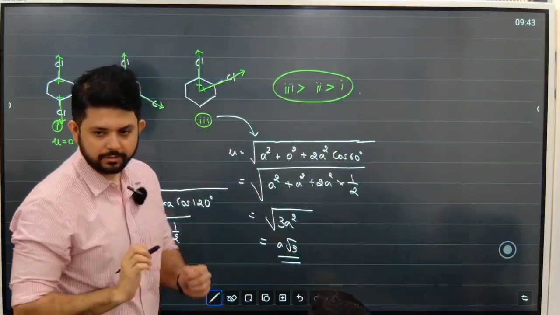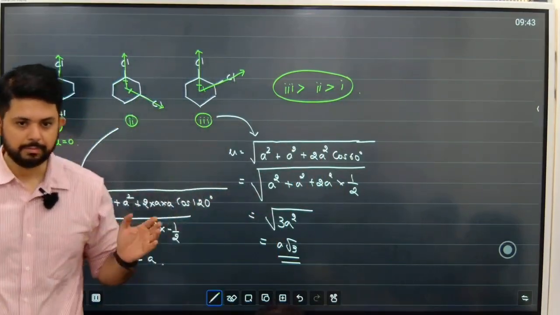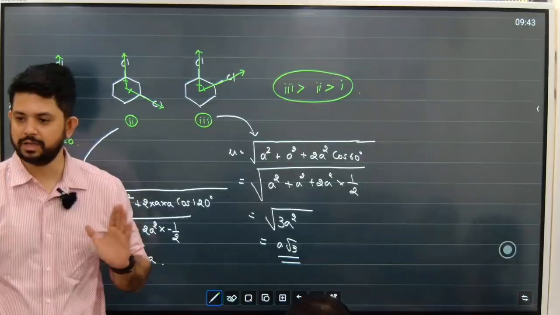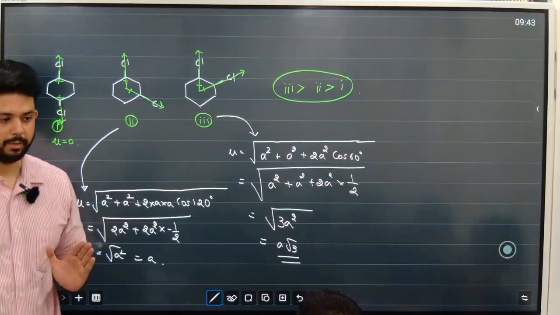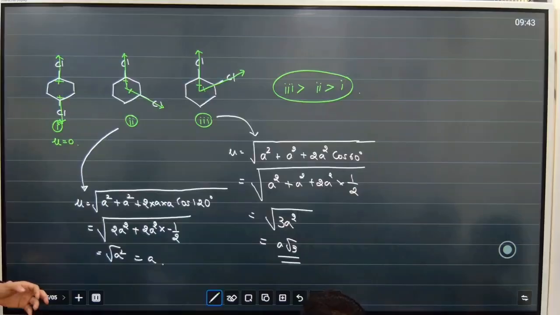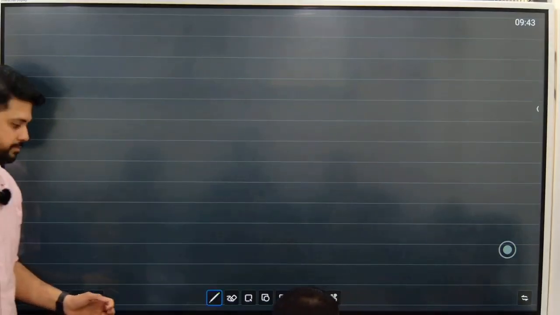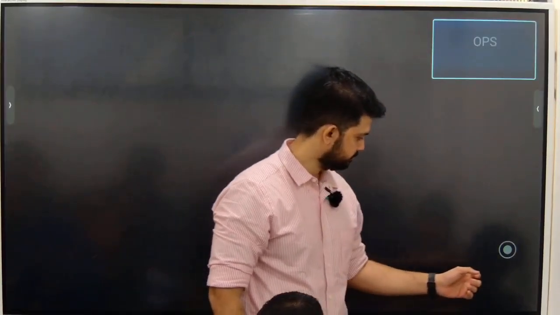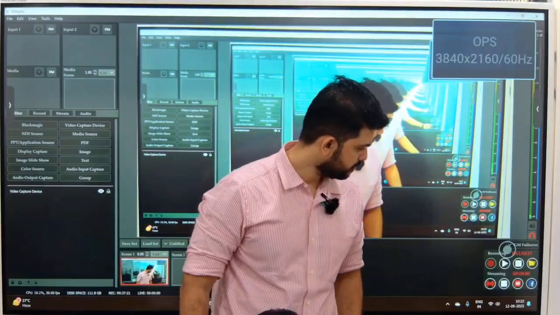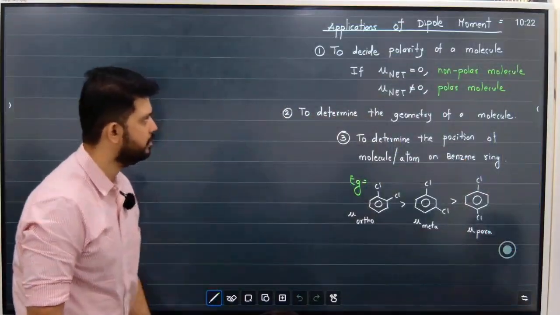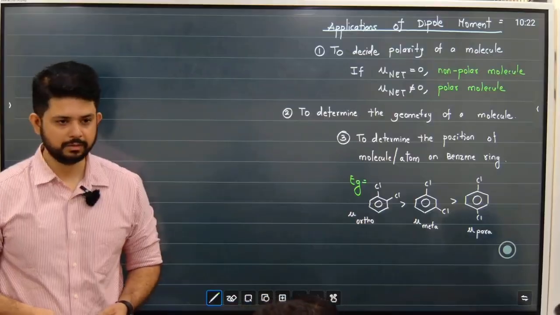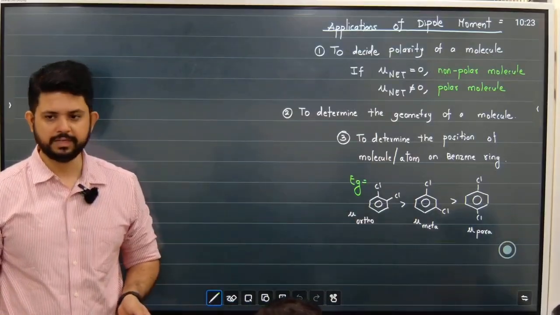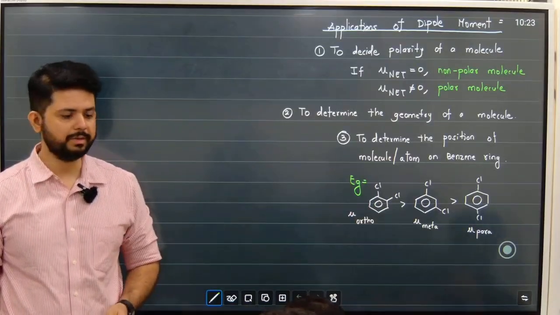So like this, they can give you any molecule. By knowing the formula, or even looking at the structure, you can identify which molecule has greater dipole. With me till here? Let's go quickly. Okay. Next we have applications of dipole moment. In the lecture we covered all the applications, but let's again go through what the applications of dipole moments are.